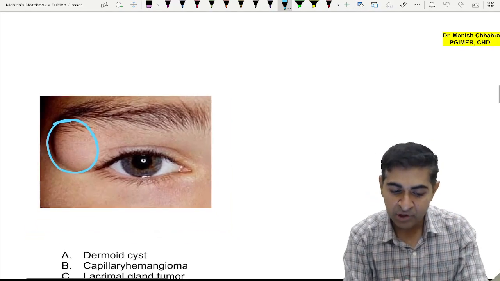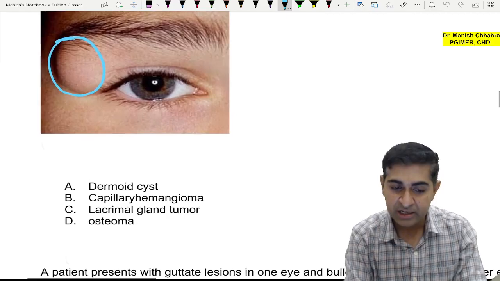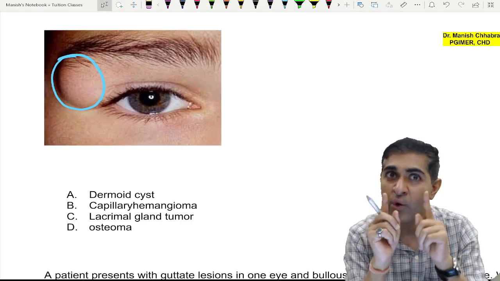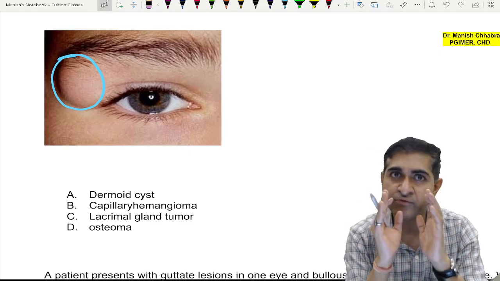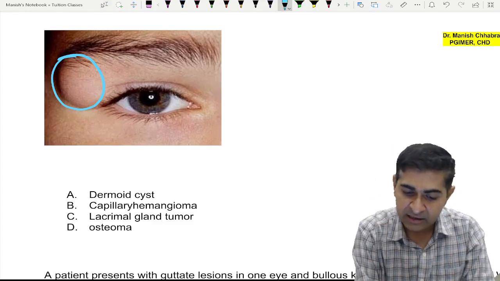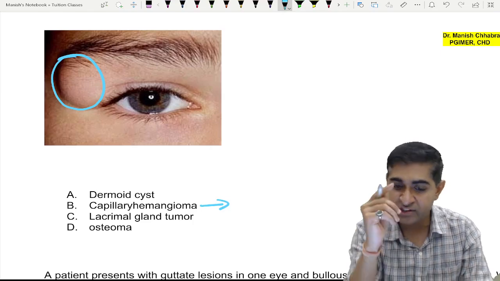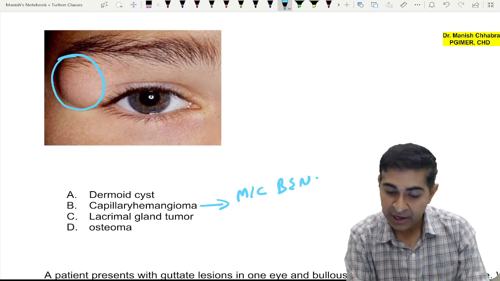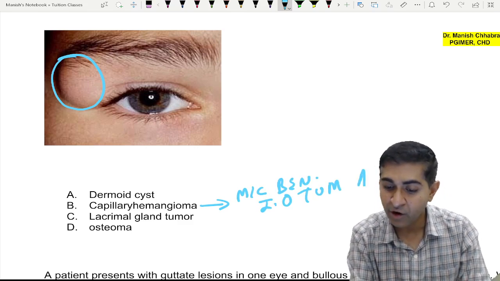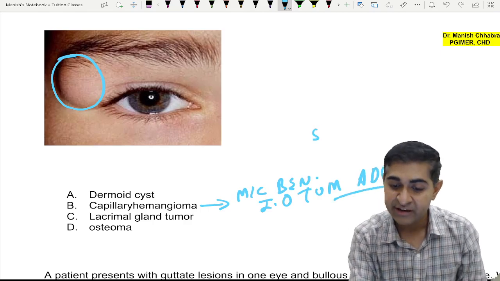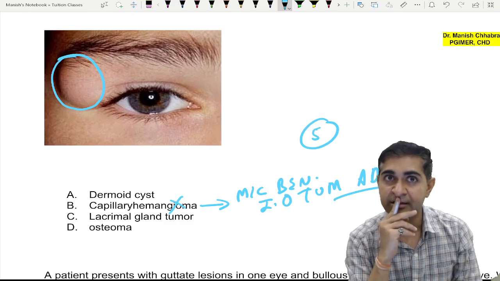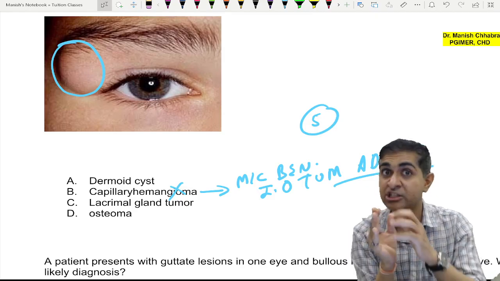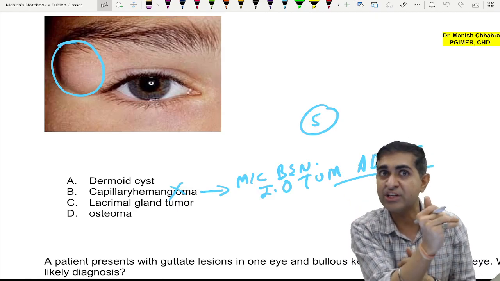Now coming to the options, even if you don't know anything, you can still mark the answer. First thing, we had discussed this in OLR as well. In regular videos, I have told you that capillary hemangioma is the most common benign intraorbital tumor of adults. Do you understand? But the age is 5 years, so that is eliminated. This can be eliminated because it is present since the last 10 years and the age is 15 years, so we are talking of children.